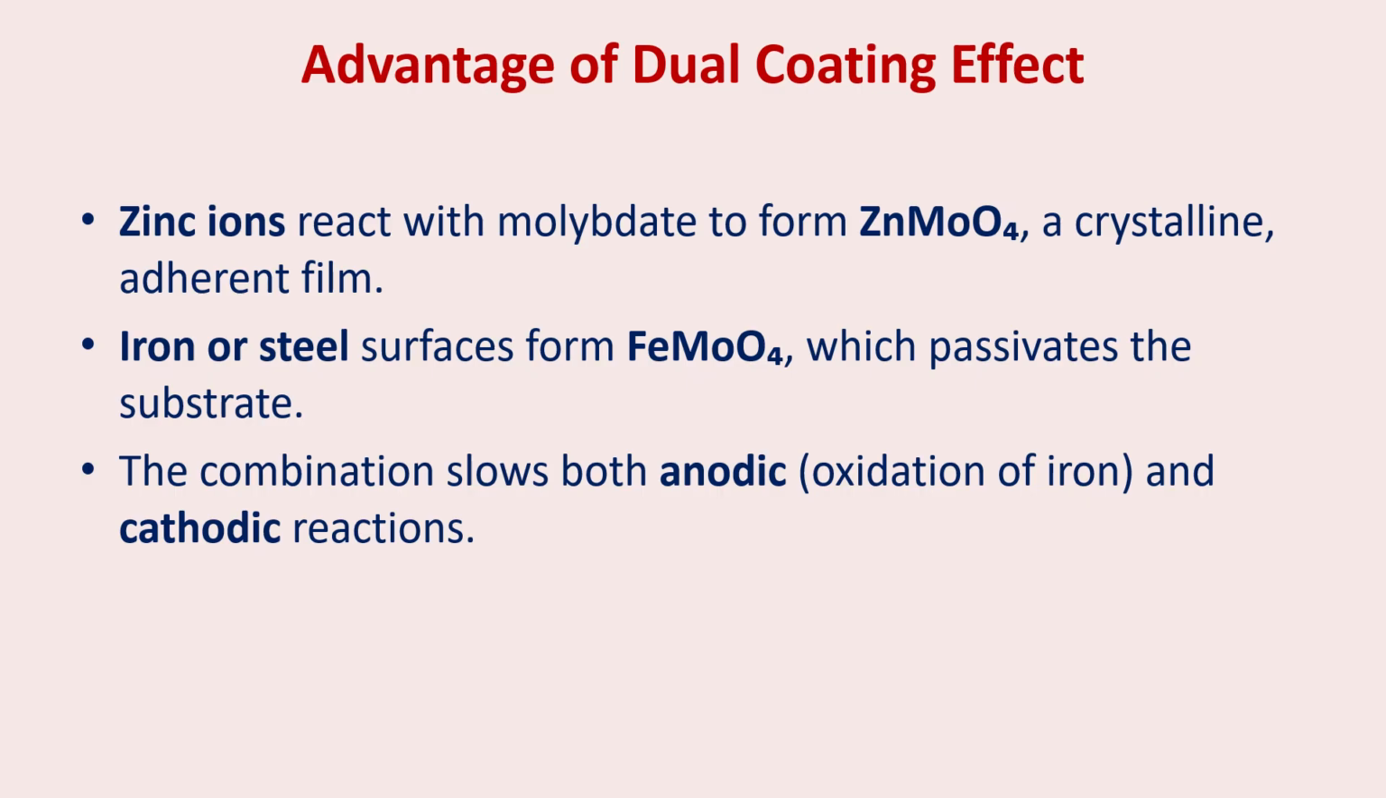Advantage of dual coating. See here, we are using zinc ion, no? So zinc ion reacts with molybdate to form zinc molybdate on the surface. Then the iron or steel surface also forms iron molybdate, which passivates the surface. So the combination of these two completely stops the dissolution of the anodic process. Okay. So in phosphate coating, a little bit of zinc is added so that we have the dual coating. I said no, the thickness of the coating increases easily. Zinc helps in initiating the nucleation process.